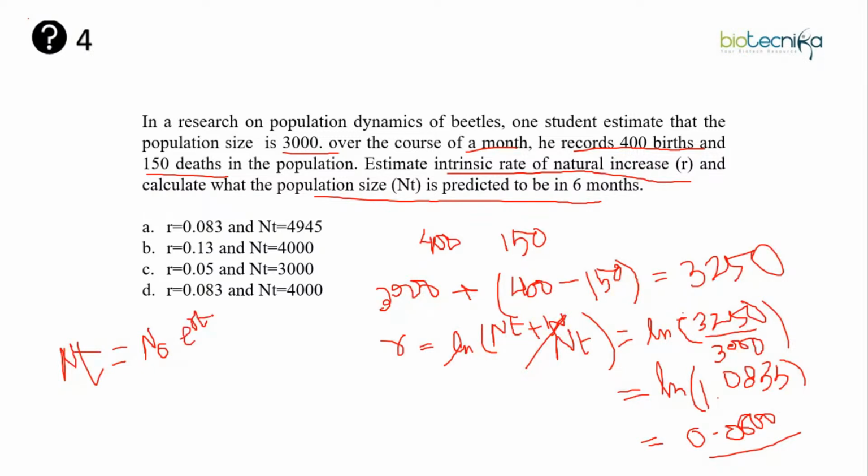Okay. Now you just put the values. Your N0, you know it is 3000. Your e is there, and r you have already found out. t is given as 6 months. Okay. So if you take natural log on both sides, you will be able to resolve the e also. Okay, so you will get the value as 4848.